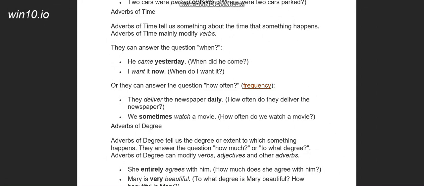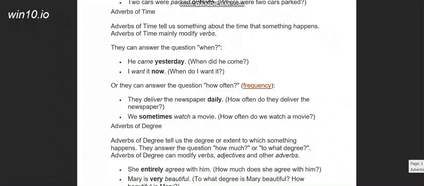Okay. So we have adverbs of manner, adverbs of time, adverbs of place, and adverbs of frequency. Frequency tells us how many times something takes place. So this is basic knowledge about adverbs, what adverbs are and what the kinds of adverbs are.